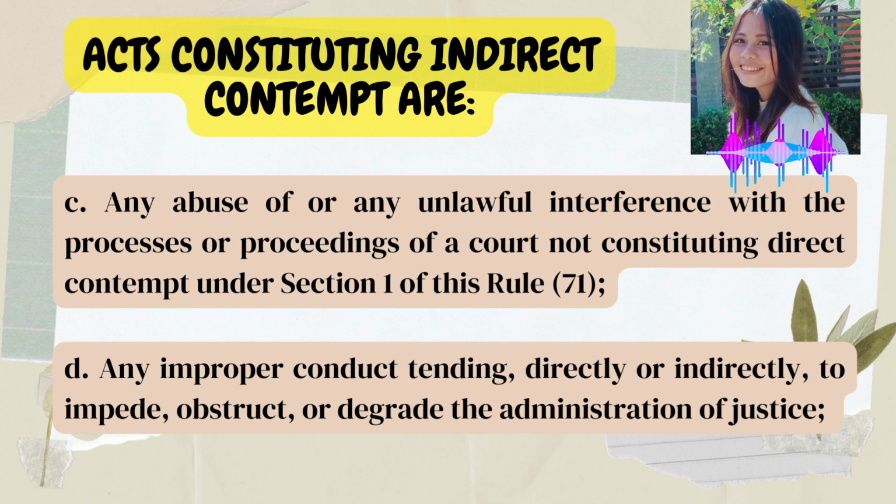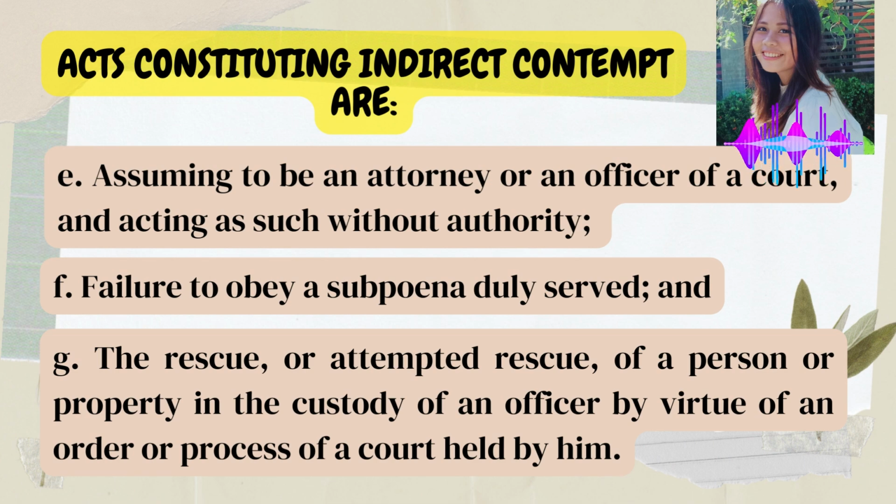And letter D, any improper conduct tending directly or indirectly to impede, obstruct, or degrade the administration of justice. E, assuming to be an attorney or an officer of a court and acting as such without authority. F, failure to obey a subpoena duly served, and G, the rescue or attempted rescue of a person or property in the custody of an officer by virtue of an order or process of a court held by him. Further, in Section 3, it's cited that nothing in this section shall be so construed as to prevent the court from issuing process to bring the respondent into court or from holding him in custody pending such proceedings.